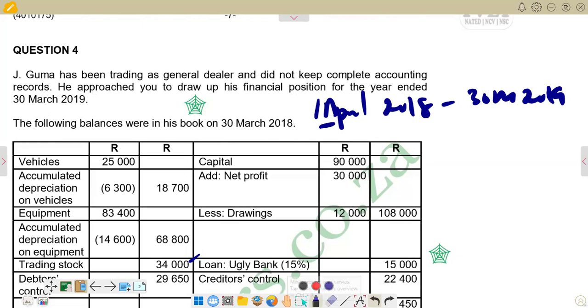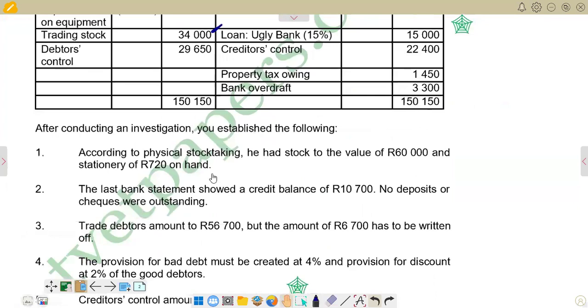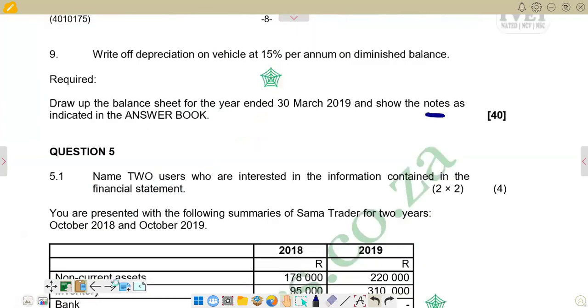We can go to the additional information to see what they are saying about trading stock. That's where we're going to get our figures. On item 1, according to physical stock taking, the stock is to the value of 60,000. So this is our stock. Also we have stationery of 720 on hand, which becomes our consumables. These are the stocks we have at the end of the year: 60,000 in the form of trading stock, and stationery of 720. We're just going to add the two to get the total for our stock at the end.